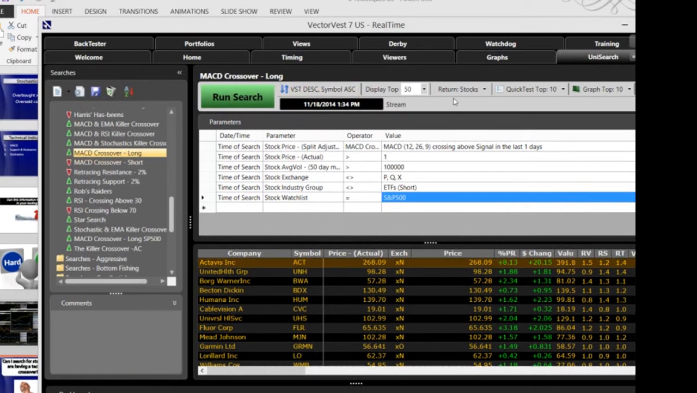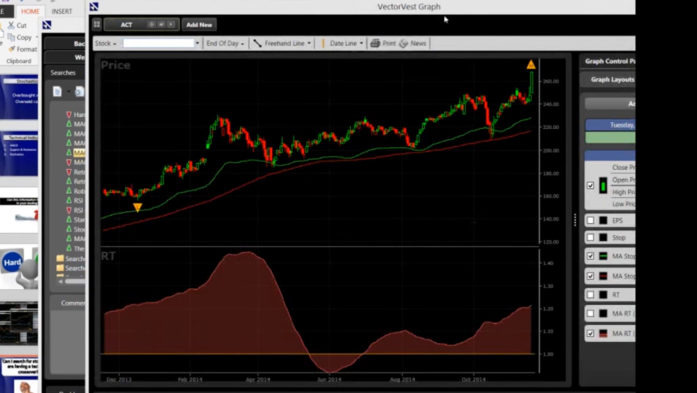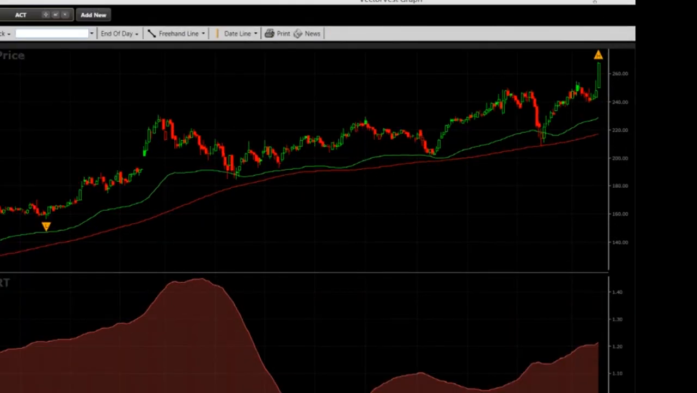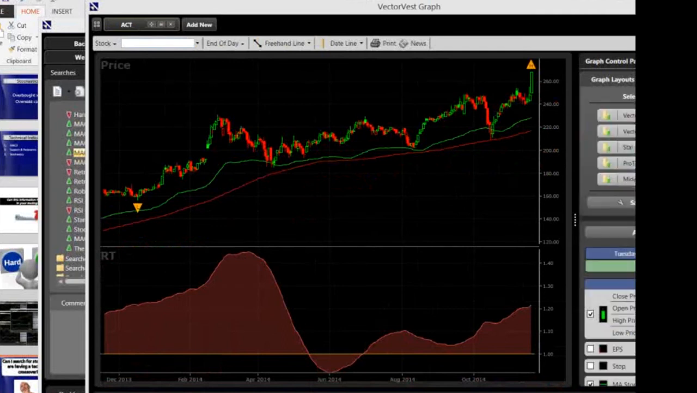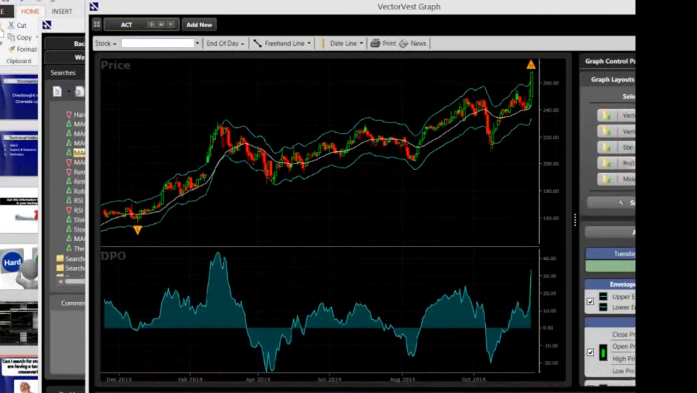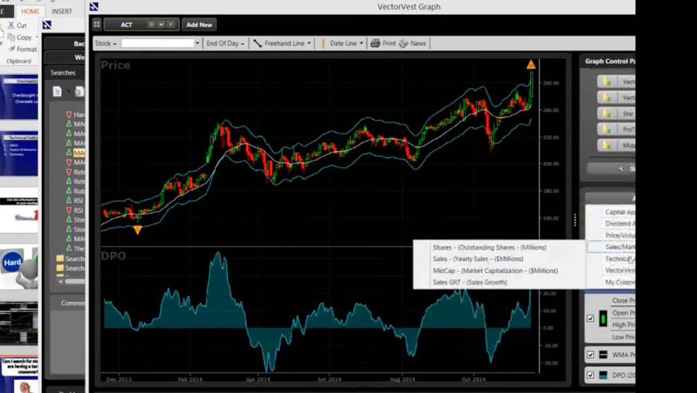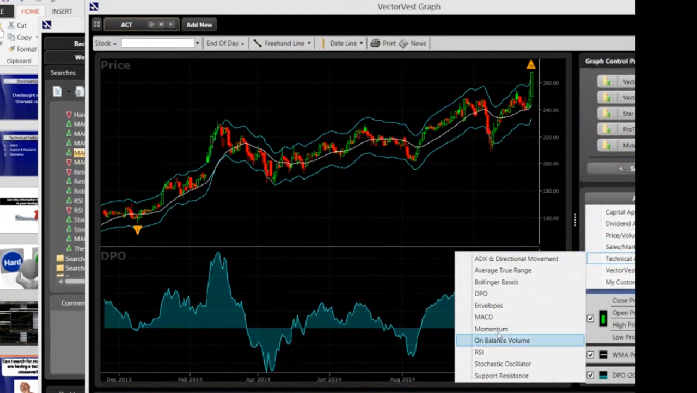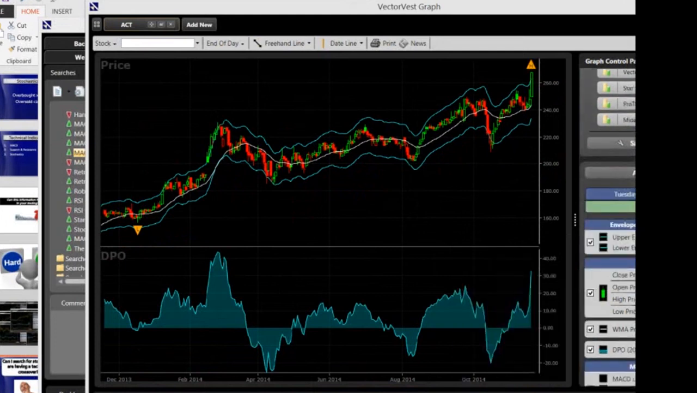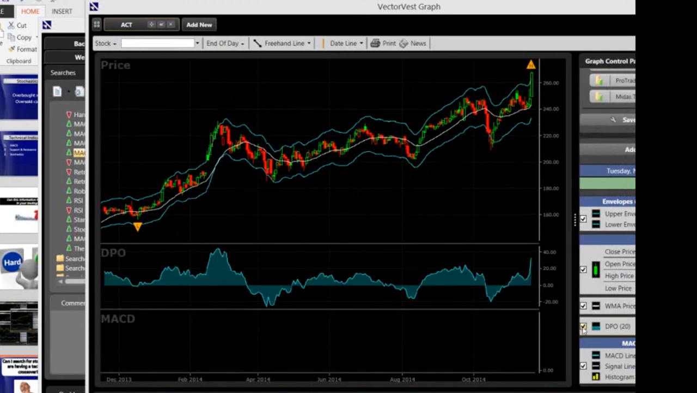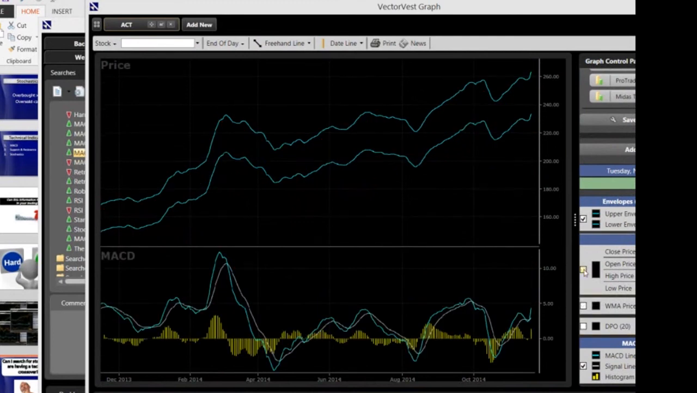We can just take a look at one right here, and I'll graph it. And oops, I maximized it. I'm sorry. MACD is what we're looking for. So I'll go over here to technical analysis, add that to my graph, and take off this other stuff. Oops, didn't mean to take off price.